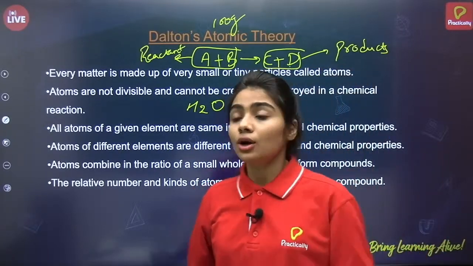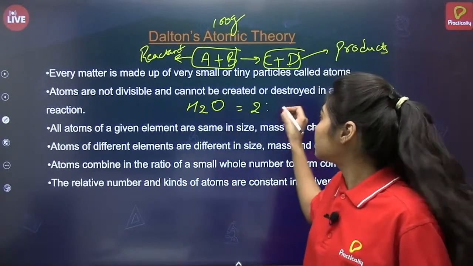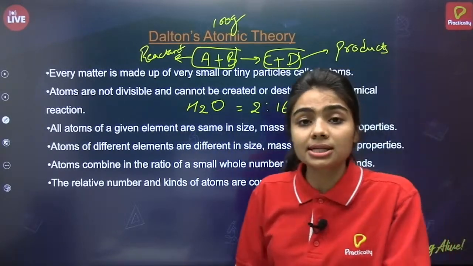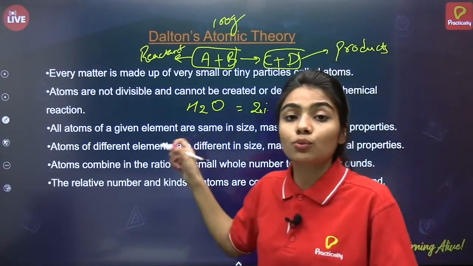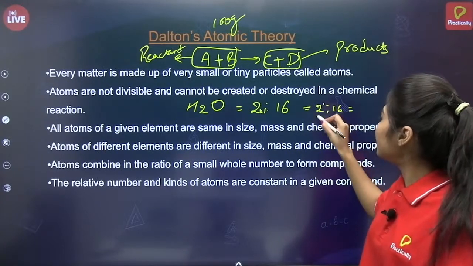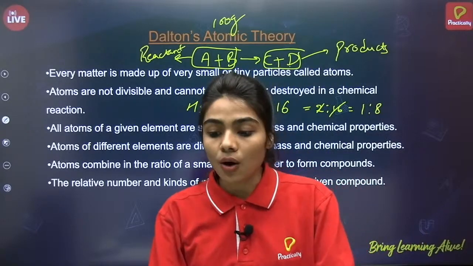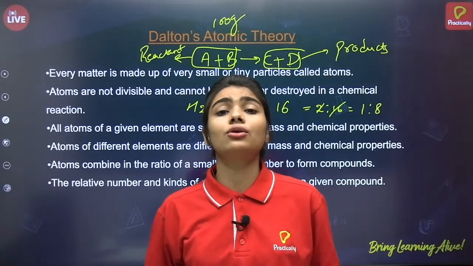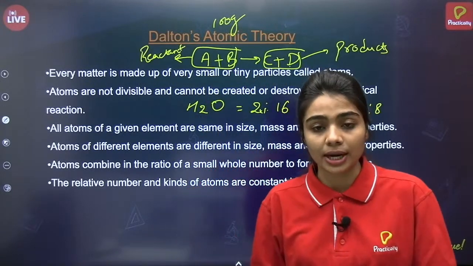We are having 2 hydrogen atoms and 1 oxygen atom. The mass of 1 oxygen atom is 16, and the mass of 1 hydrogen atom is 1. So 2 into 1 gives us 2:16. If we simplify it, we will get 1:8. So the ratio of hydrogen and oxygen in the water compound is always 1:8.